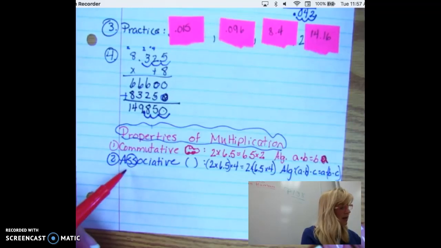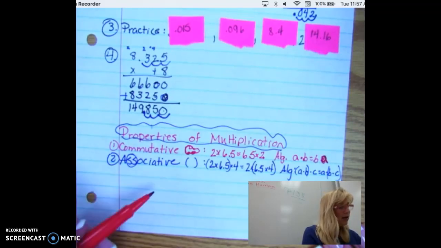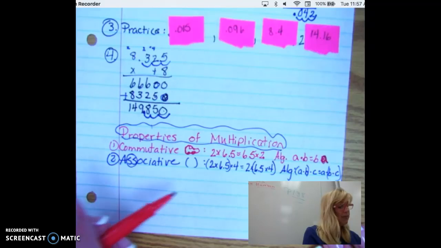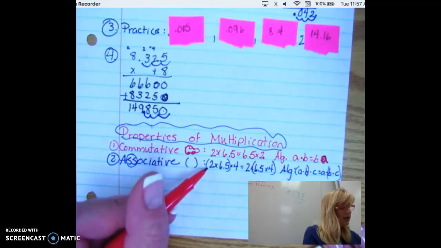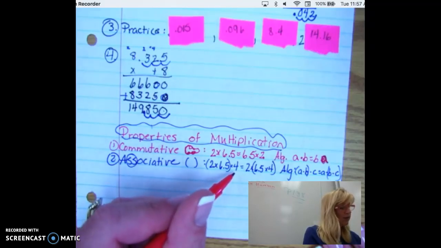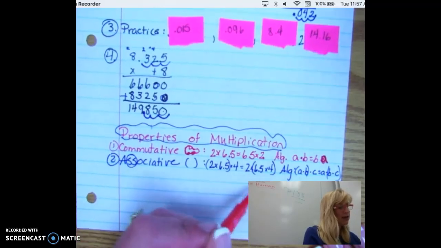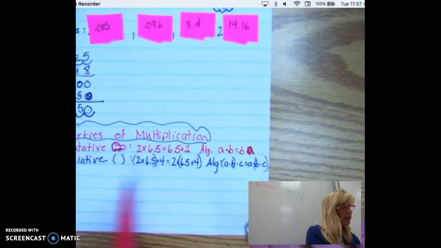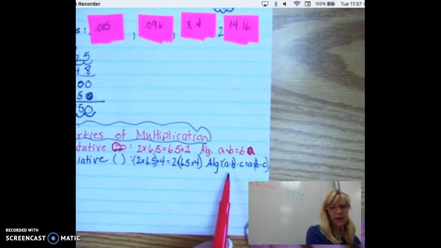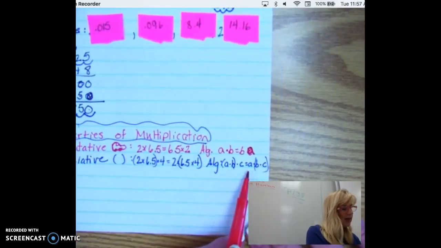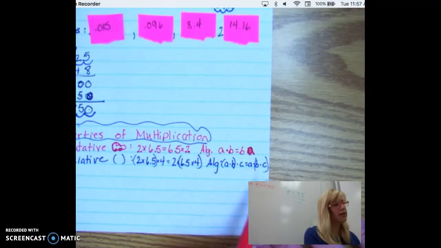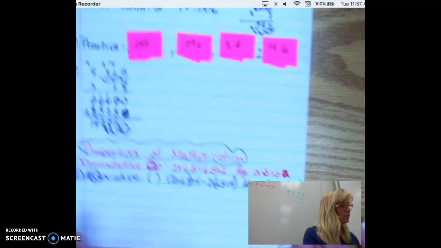But the associative property is simply, the only thing that changes is the parentheses. So 2 times 6.5 times 4 is the same as 2 times, in the quantity, 6.5 times 4. So I put the algebra here. A times B times C equals A times the quantity B times C in parentheses.